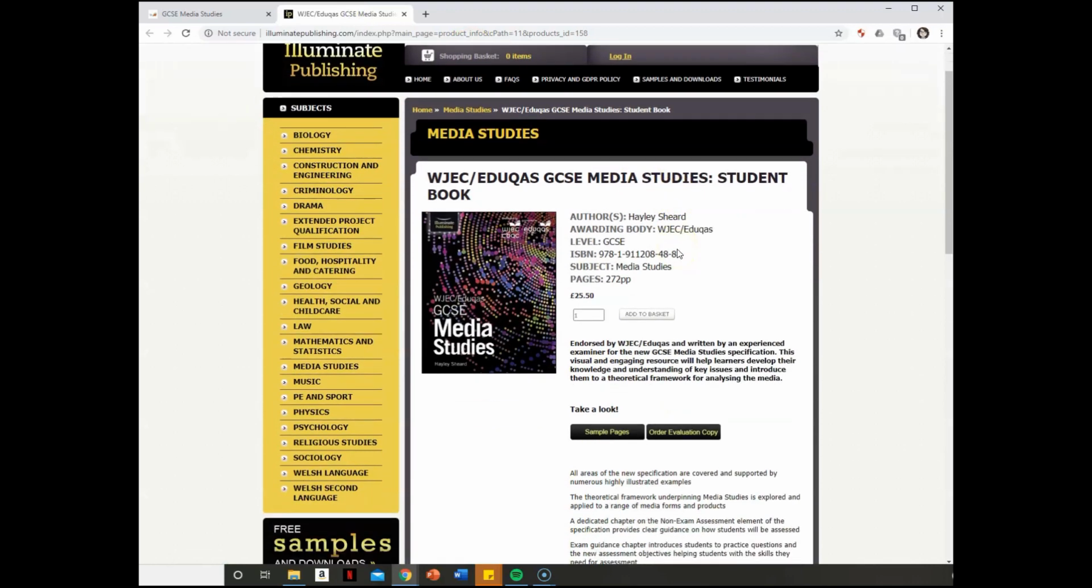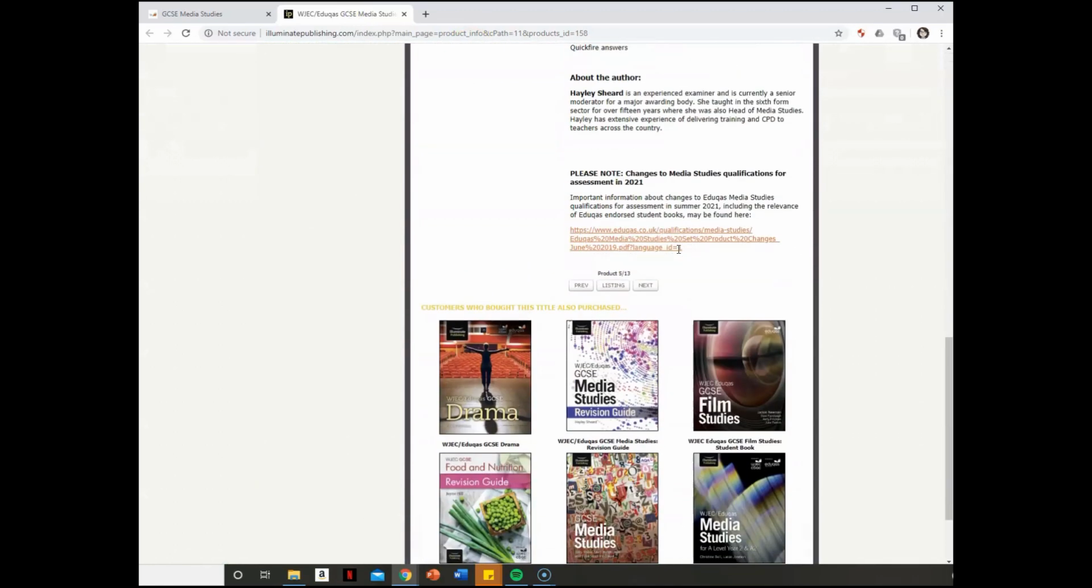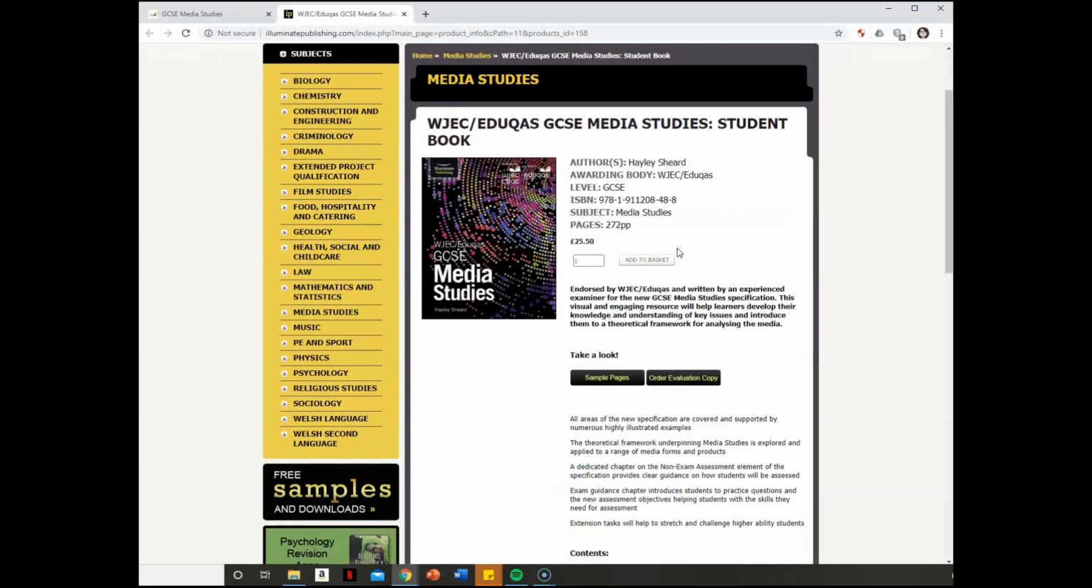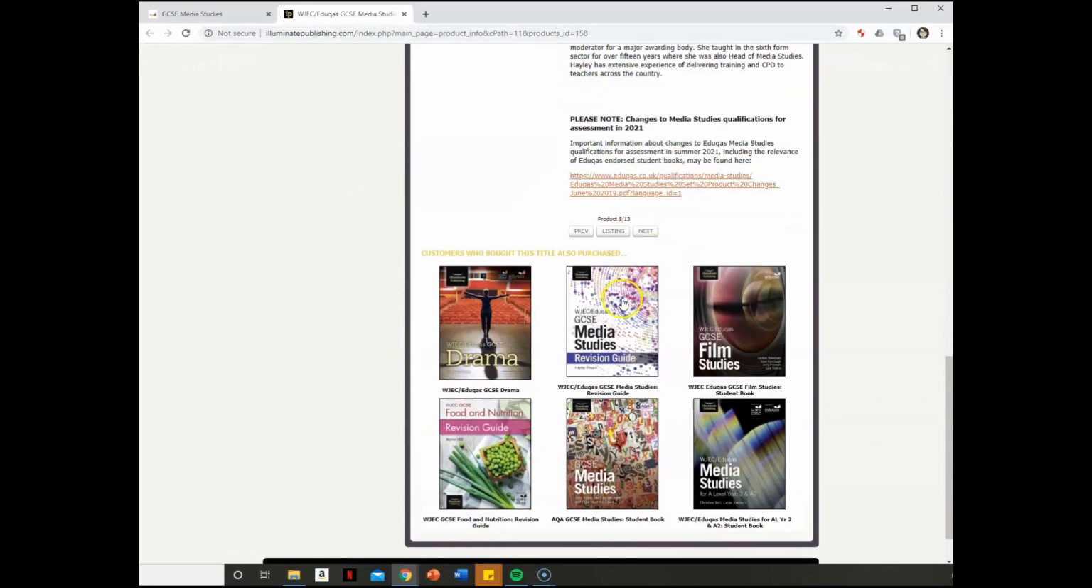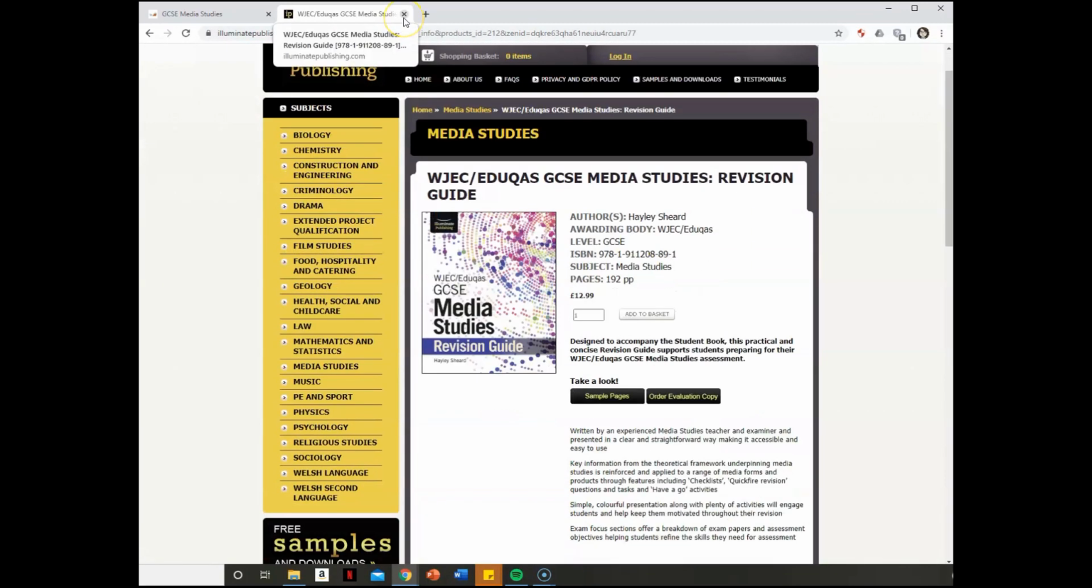These are the books that you can get for media studies. I personally don't find them very useful. The other book that you can get is down here, which is the revision. And I can do a video looking through both of these because I've got both of them myself. So I can do a video showing you these. If you think that would be useful, just let me know in the comments section below. I'm happy to do that.